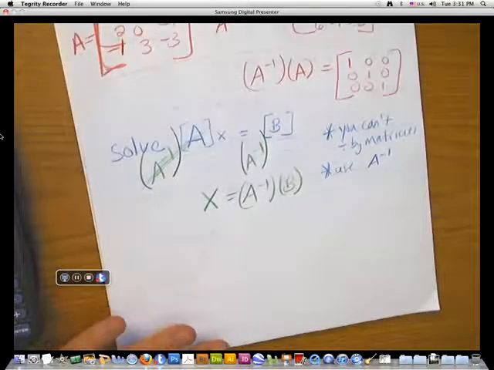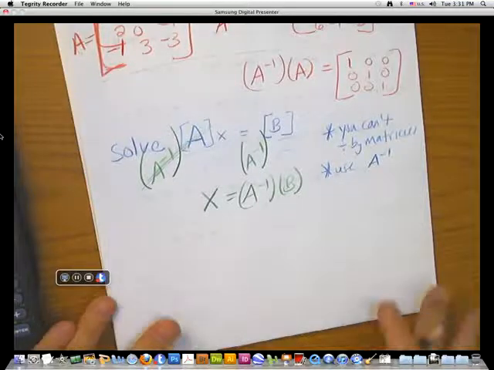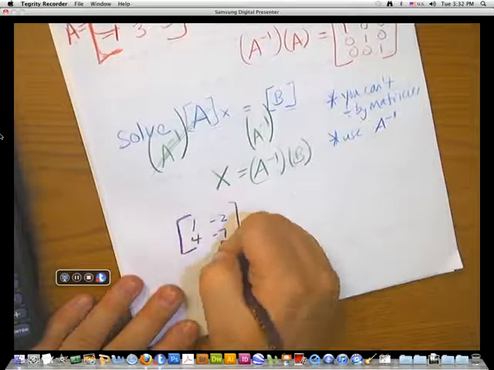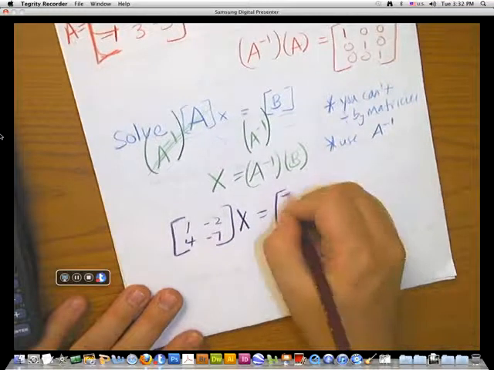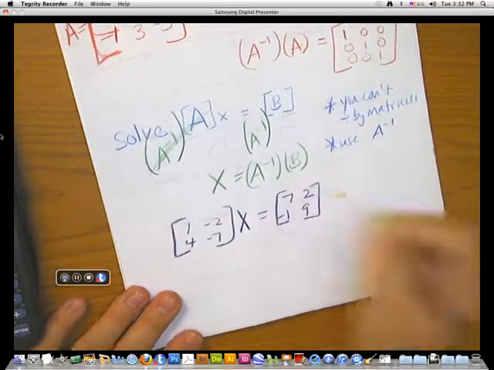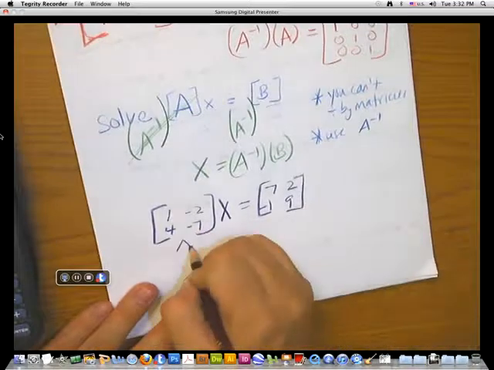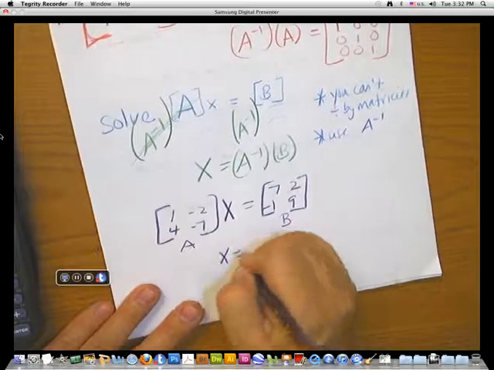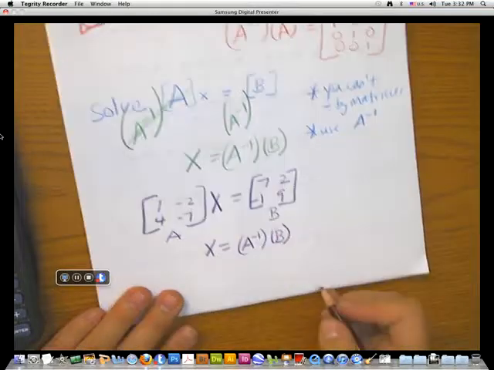So let's apply it to an actual problem here. Here I have the matrix 1, negative 2, 4, negative 7. I'm going to multiply it by x, and it's going to equal 7, 2, negative 1, and 9. So I want to call this matrix A and this matrix B. In my calculator, I'm going to put A inverse B.